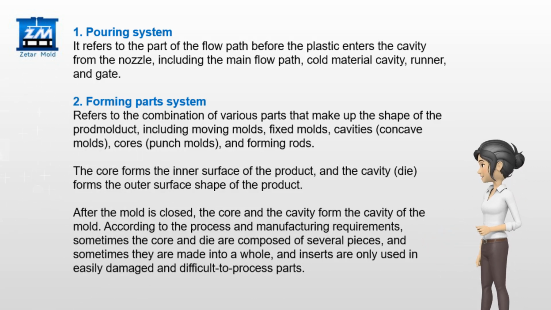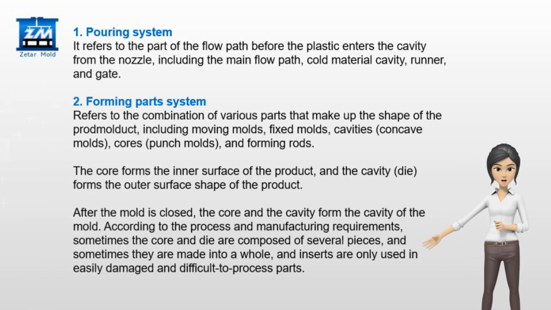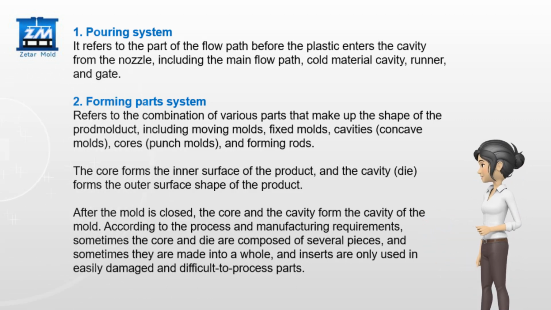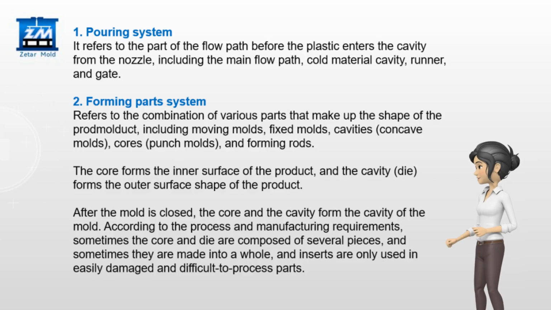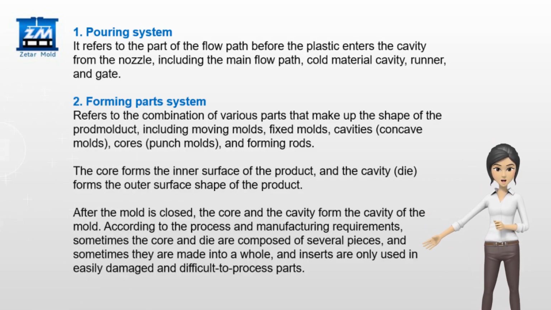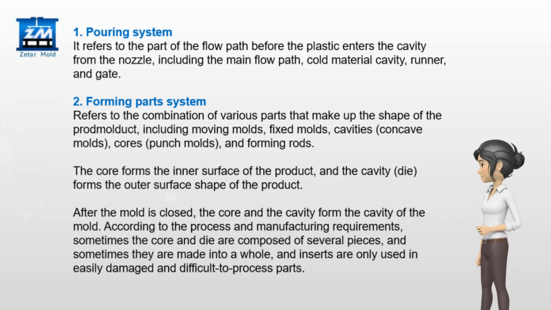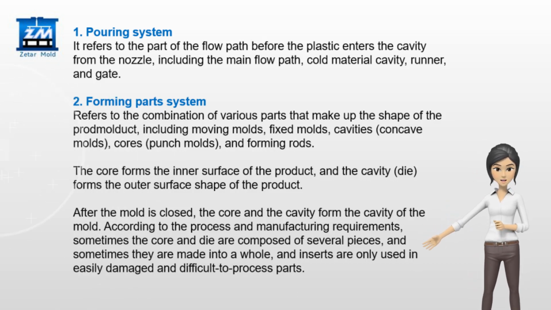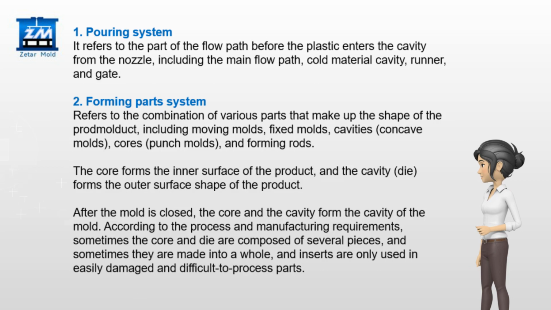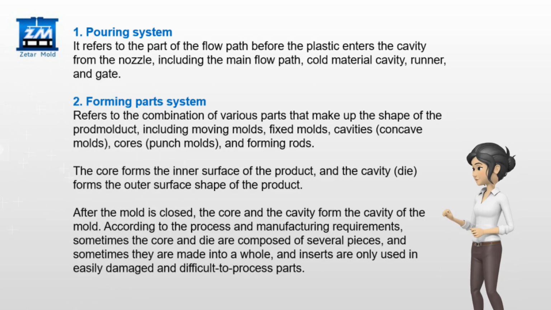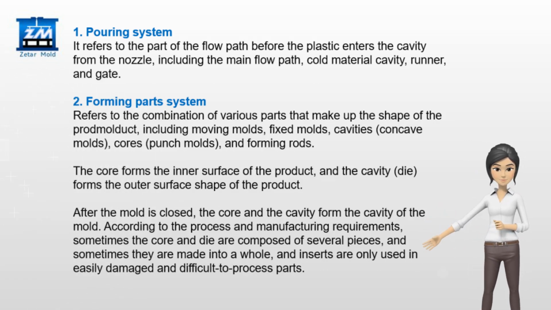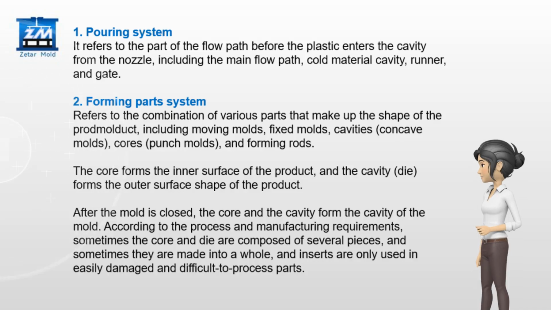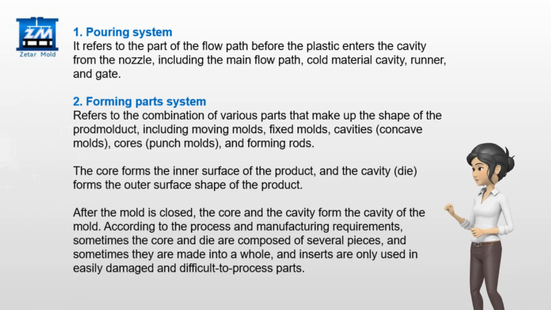The core forms the inner surface of the product, and the cavity, or die, forms the outer surface shape of the product. After the mold is closed, the core and the cavity form the cavity of the mold. According to the process and manufacturing requirements, sometimes the core and die are composed of several pieces, and sometimes they are made into a whole, and inserts are only used in easily damaged and difficult to process parts.